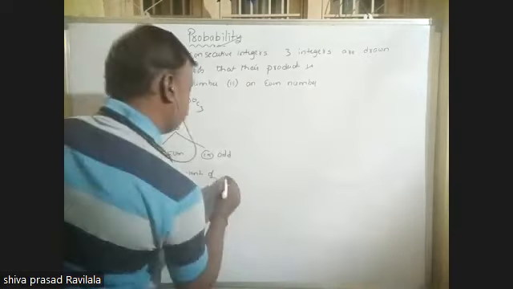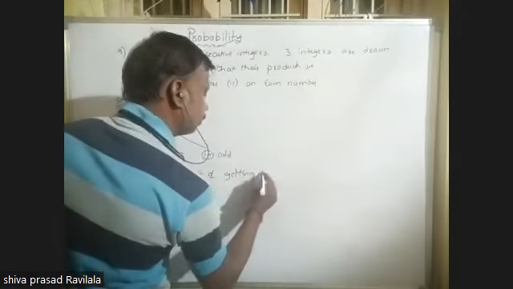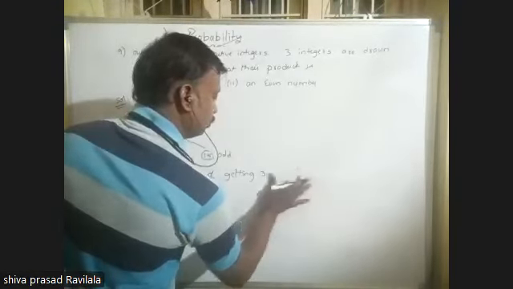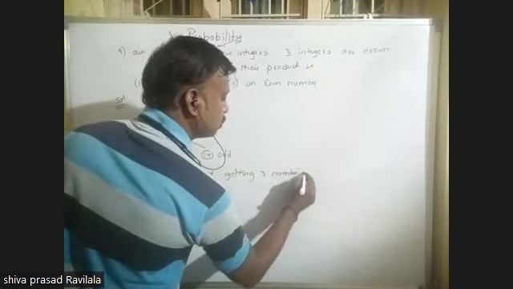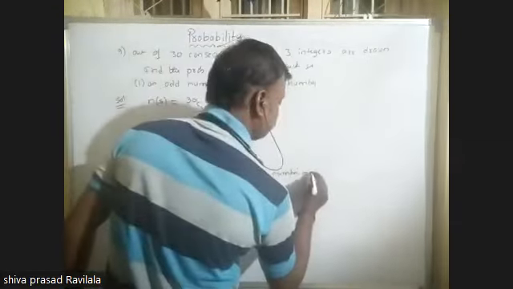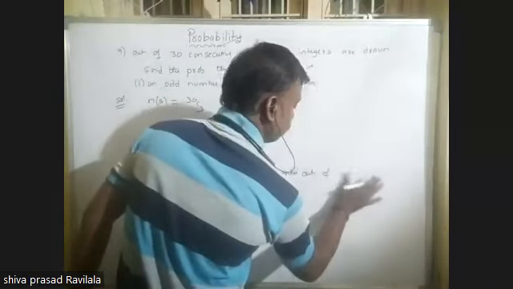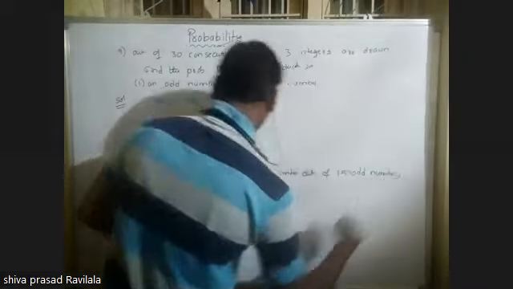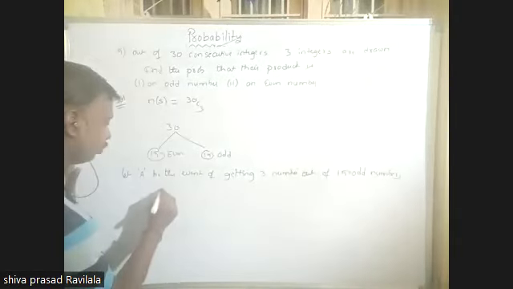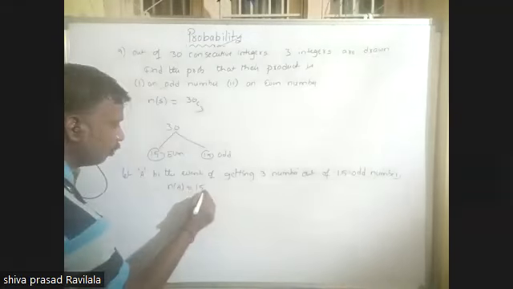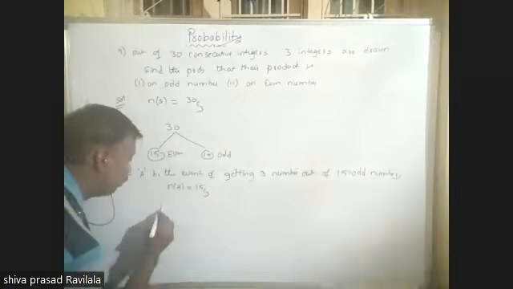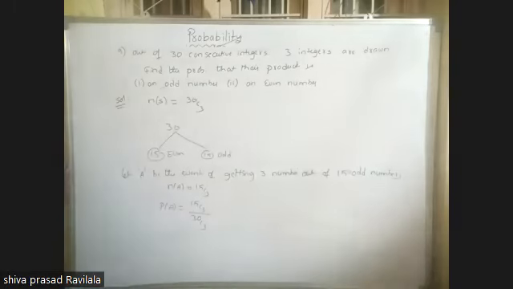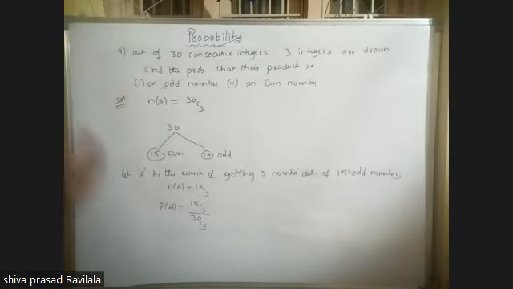Let capital A be the event of getting 3 numbers out of 15 odd numbers. Therefore, N of A is equal to 15C3. Therefore, P of A is equal to N of A, 15C3, by the denominator 30C3. Probability of getting 3 odd numbers is equal to 15C3 by 30C3.